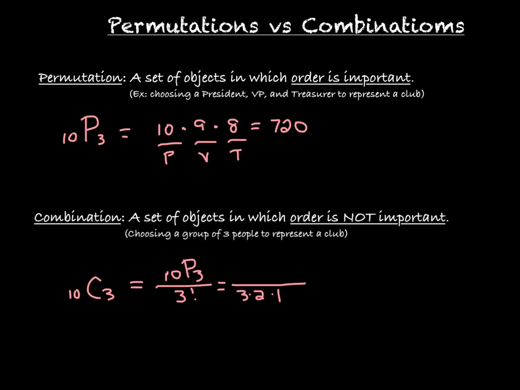Okay, now we already said that 10P3 means 10 times 9 times 8. So that basically gives you 720 divided by 6, which is 120. So 10C3 is going to be a lot smaller than 10P3 because when order matters, you can come up with a lot more groups than when order doesn't matter.